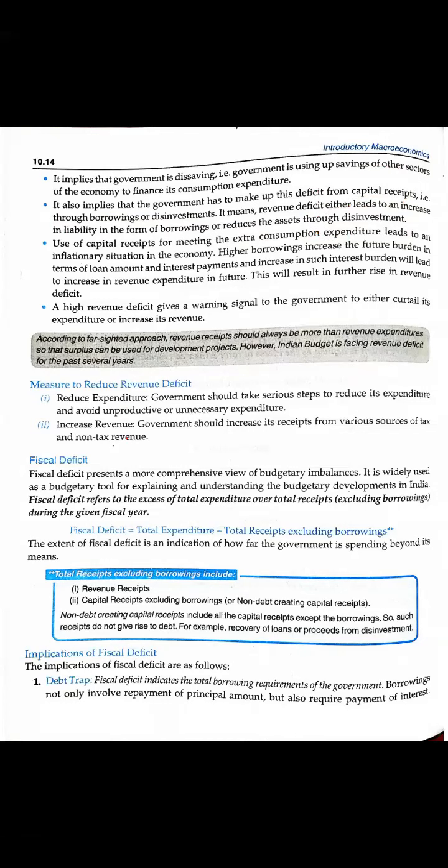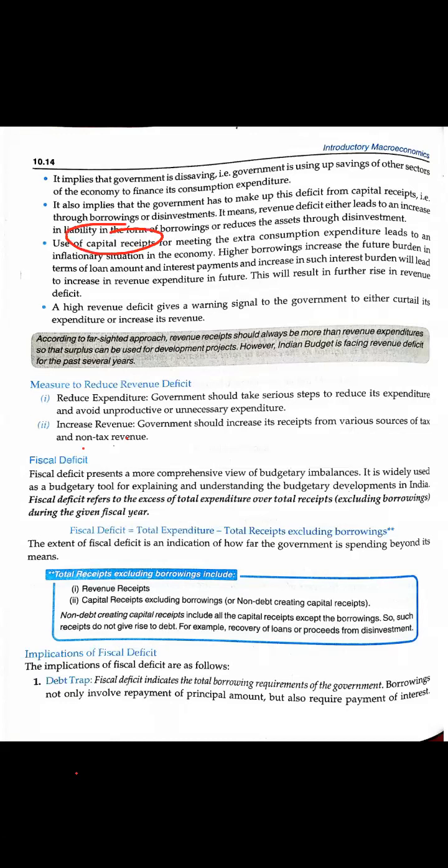And the fourth one is use of capital receipts for meeting the extra consumption expenditure leads to an inflationary situation in the economy. Higher borrowing increases the future burden in terms of loan amount and interest payment, and increasing such interest burden will lead to an increase in the revenue expenditure further. This will result in a further rise in revenue deficit. Okay. So what is capital receipts? Anyone?